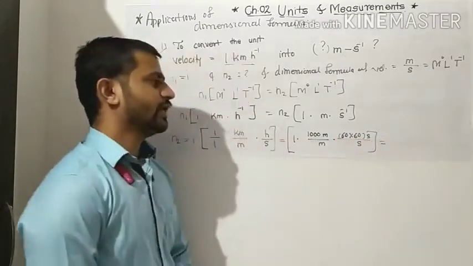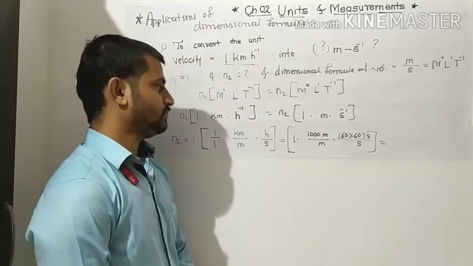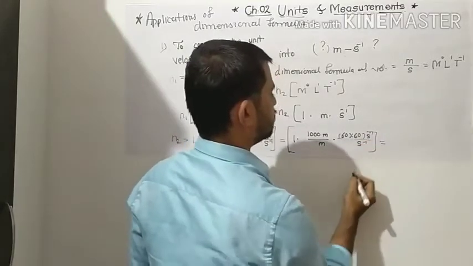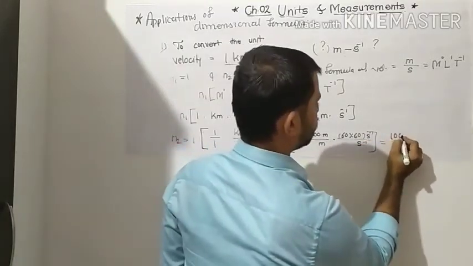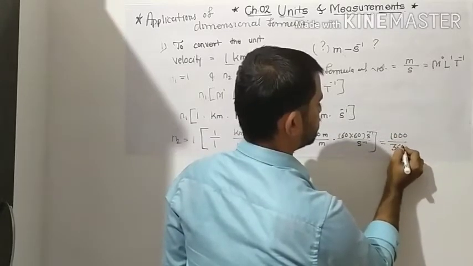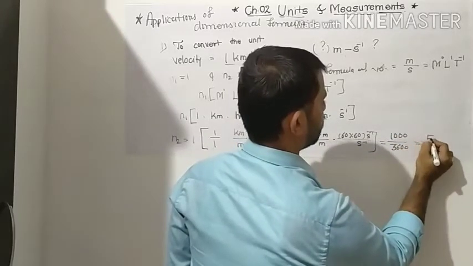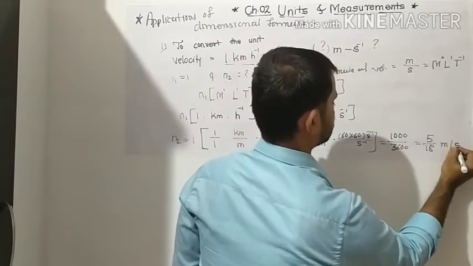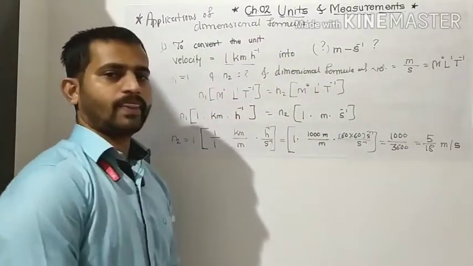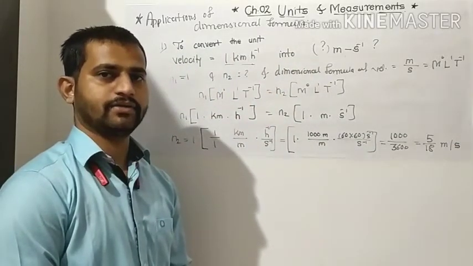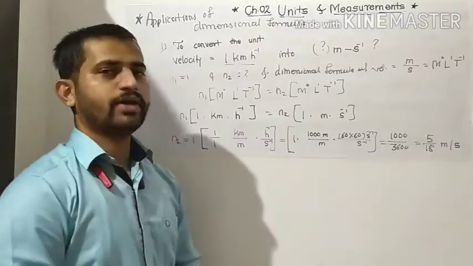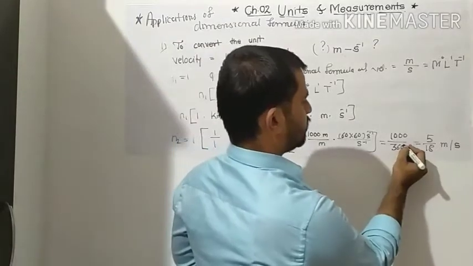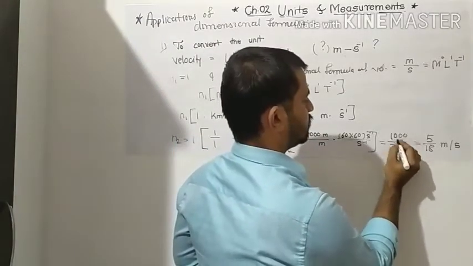Okay, so that we will get here, and it is the inverse. So we will get here 1000 upon 3600. So that we can write as 5 by 18 meter per second. Okay, 5 by 18 meter per second. So 1 kilometer per hour in meter per second will come as 5 by 18 meter per second.